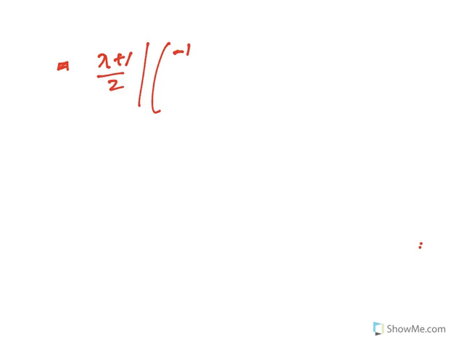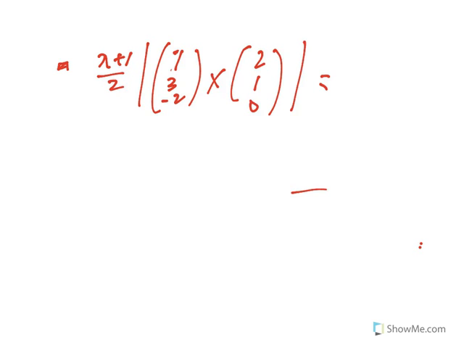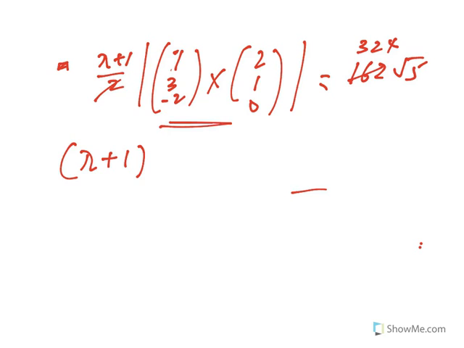Rewriting what I have just now: 1, 3, negative 2, 2, 1, 0. What does the question say is the value of this? It's actually 162 square root 5. I take away the 2 on both sides. Times 2, this one will become 324. Okay? Lambda plus 1. This answer will give me square root 45.